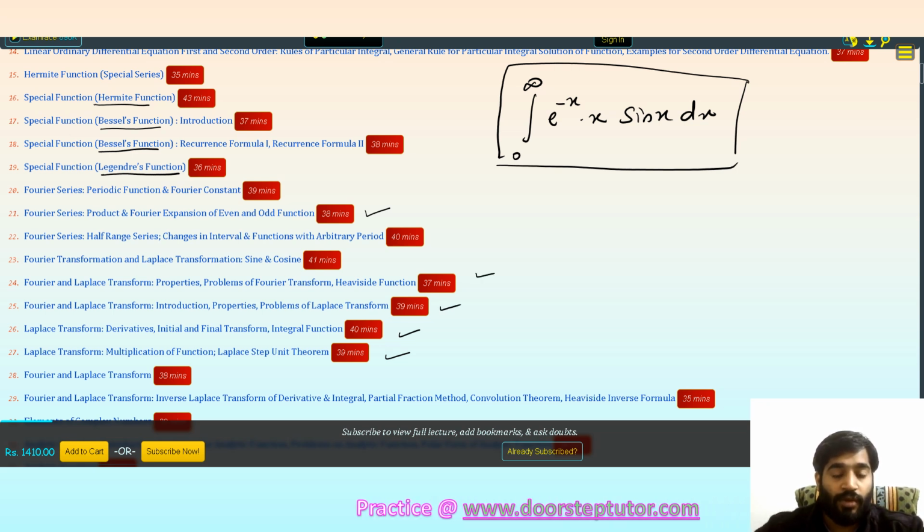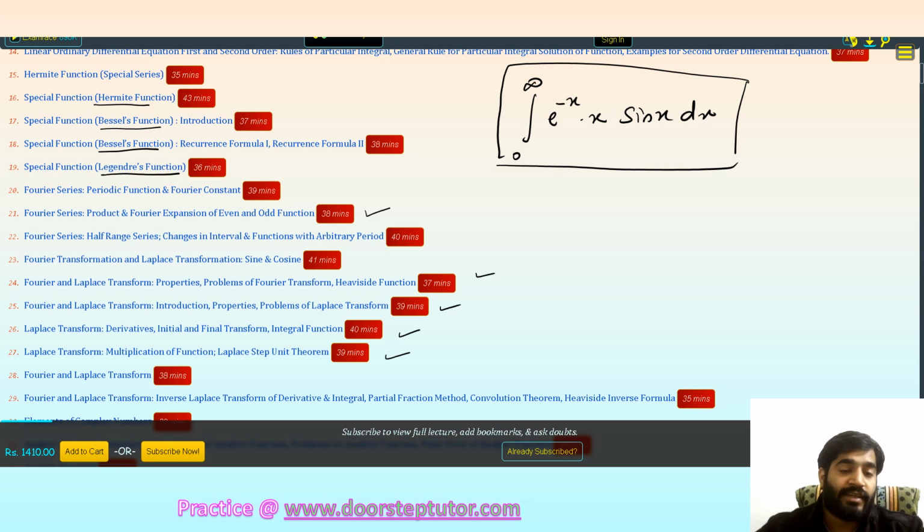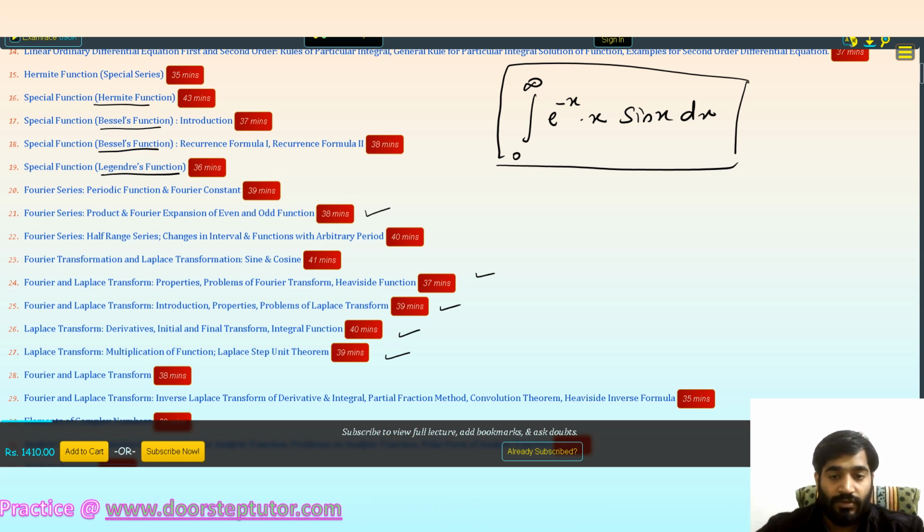So for topics related to Laplace, whether it's the inverse or whatever, you have to focus on the Laplace transformation so that you can easily solve this type of question.